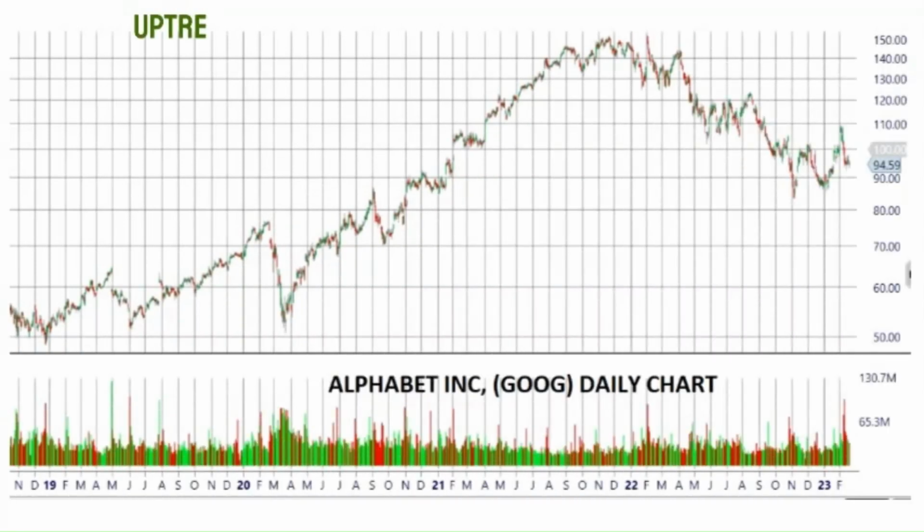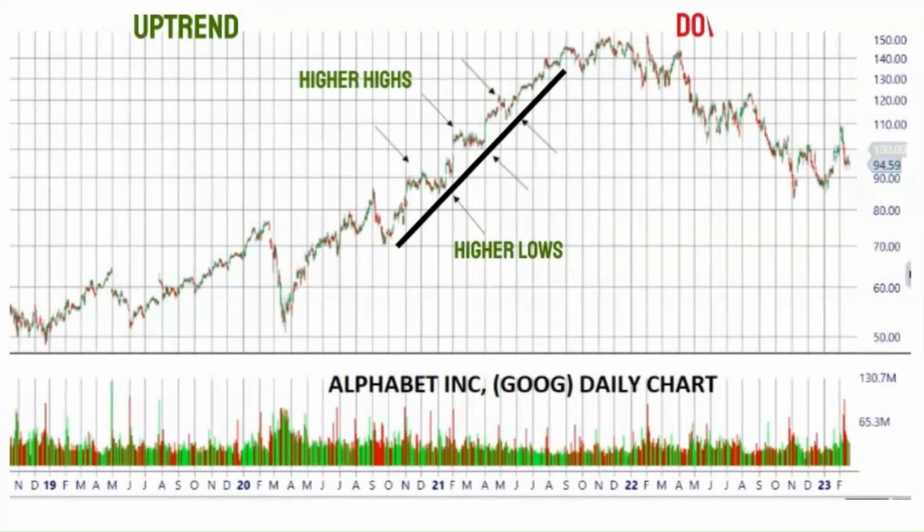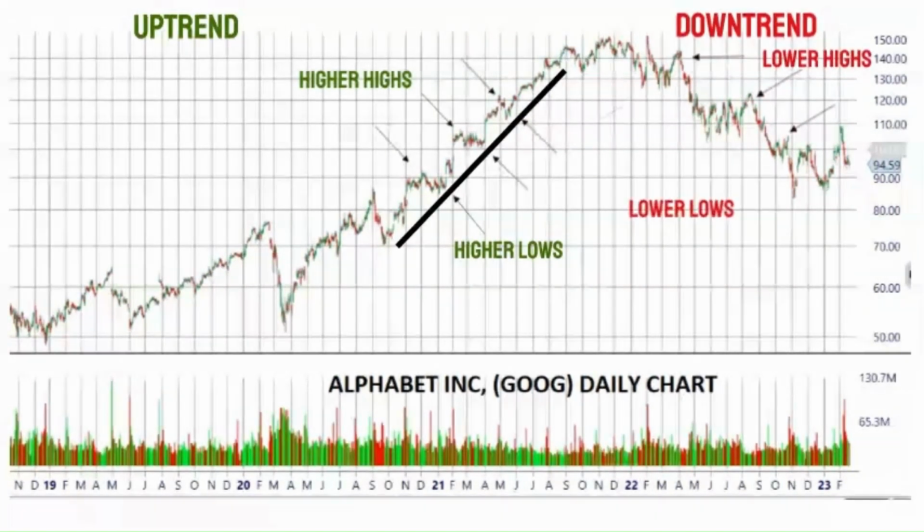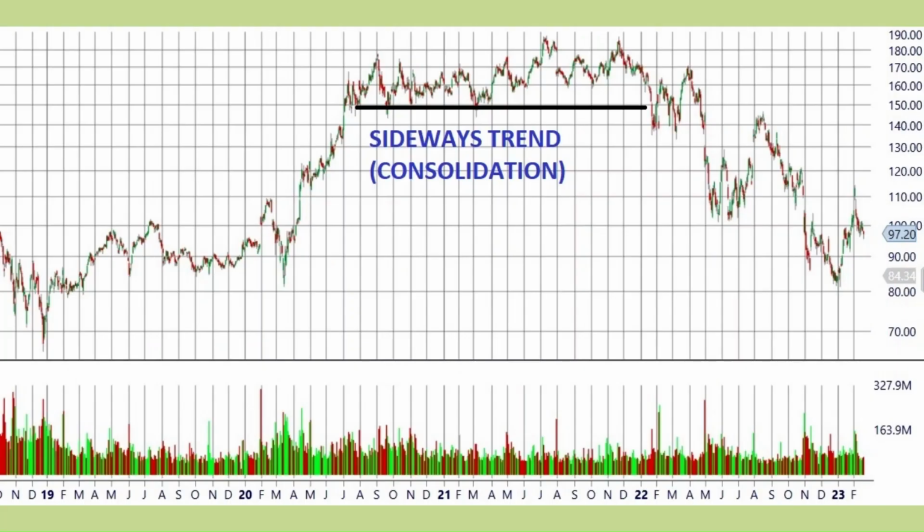How to identify a trend. In an uptrend, price moves in higher highs and higher lows. Every time the market pulls back, it does not go as low as it did the previous time and then makes a higher high. In a downtrend, price moves in lower highs and lower lows. Each high is followed by a lower high, and each low is followed by a lower low. A sideways trend, consolidation, is when prices move sideways in a horizontal range.